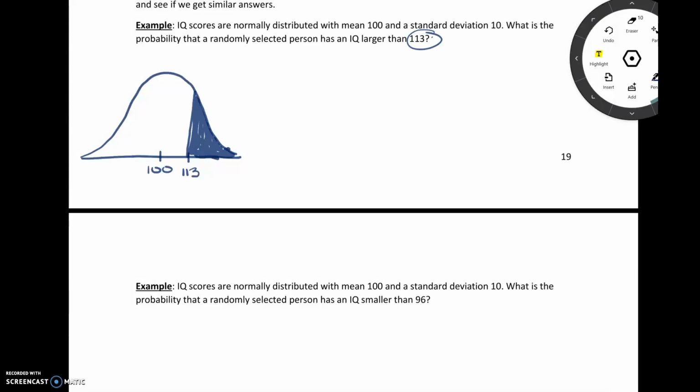Now, in order to use the standard normal table to find this area, the first thing we have to do is standardize the 113. So to do that, we say that z equals 113, subtract off the mean of 100, and divide by the standard deviation of 10. And that is equal to 1.30. And for all of these, you're going to want to take this out to 2 decimal places, because if you remember, our standard normal table uses 2 decimal places. So let's look up this value, 1.30, on our standard normal table.